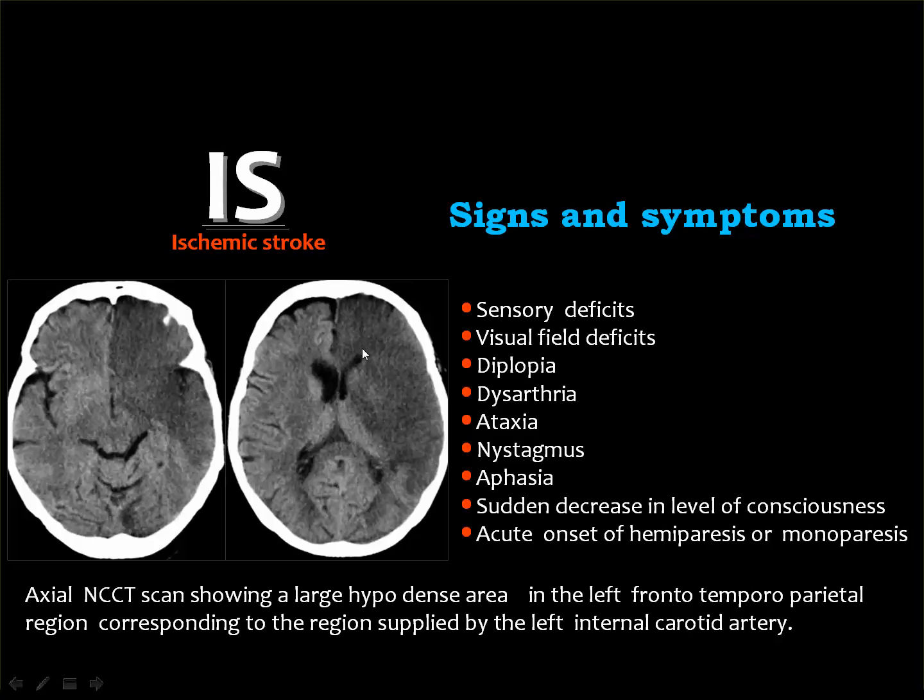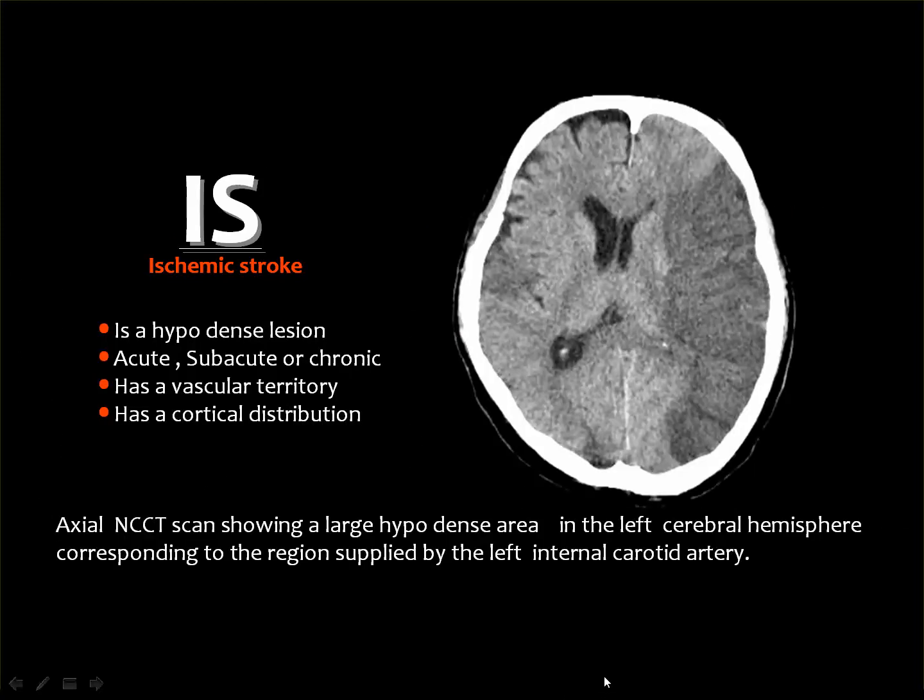The stroke is usually of hypodense appearance in the CT scan. And we have the three types of stroke: the acute one, the subacute, and the chronic. All the acute, subacute, and the chronic appear in the CT scan as hypodense area related to a certain vascular territory, meaning that the anterior part of the brain belongs to the anterior cerebrum. The middle part of the brain belongs to the middle cerebrum, and the occipital lobe as well as the cerebellum belongs to the posterior circulation.